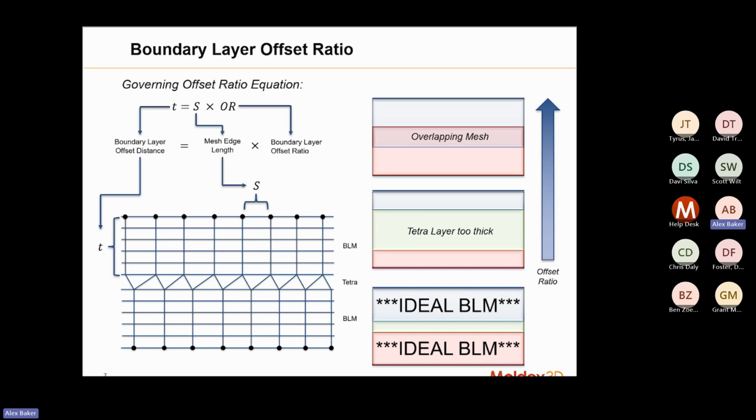But actually, what we're going to do is force this overlapping mesh situation. We're going to increase our offset ratio as high as possible to force this overlapping mesh situation and let the meshing kernel dial back that boundary layer offset distance automatically to create the minimum tetra layer in the middle of our mesh.